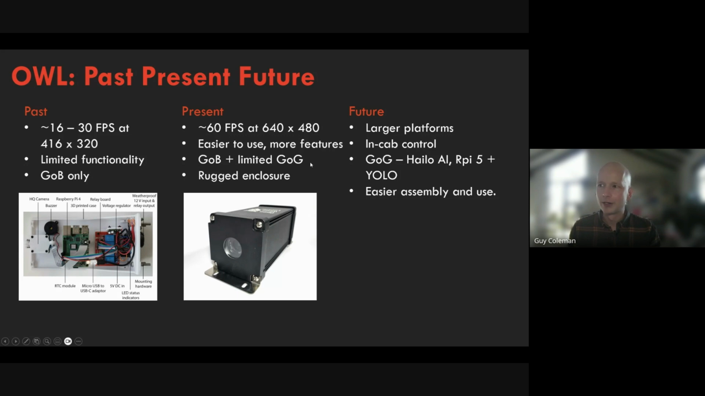We now have more rugged enclosures. It's easy to use. We've changed the way the config files and all that work. So that's where we're at now.